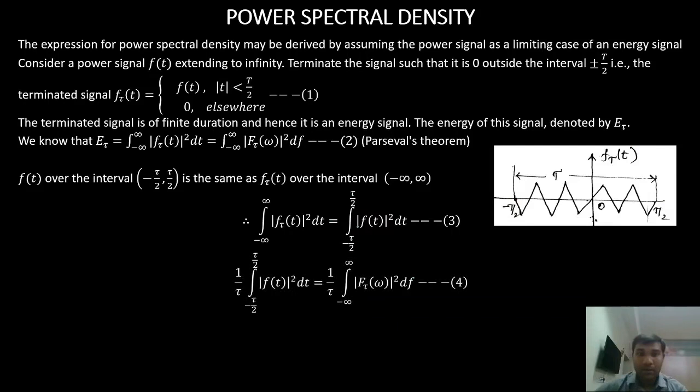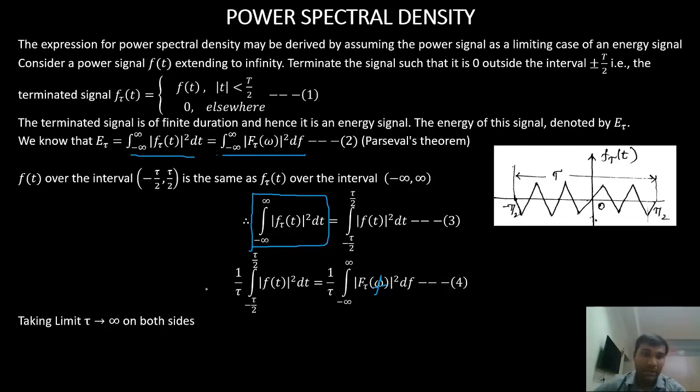Now I'm multiplying by 1 by tau on both sides, right? And for this signal here I am using Parseval's relation. What is Parseval's relation? This is equal to this, right? So instead of the time domain representation, I'm using the frequency domain representation: the integral from minus infinity to infinity of mod of f tau of omega, or f, whole square into df.